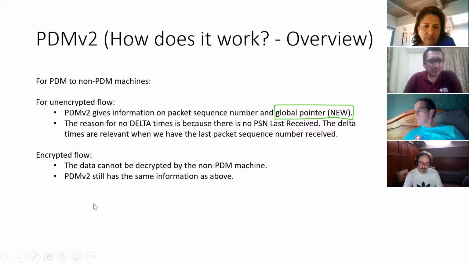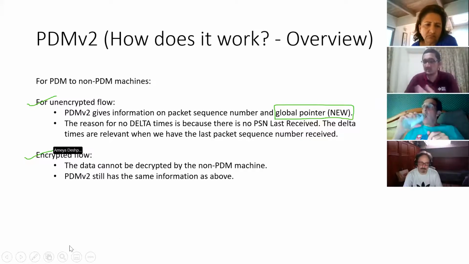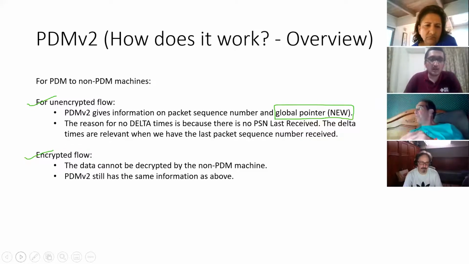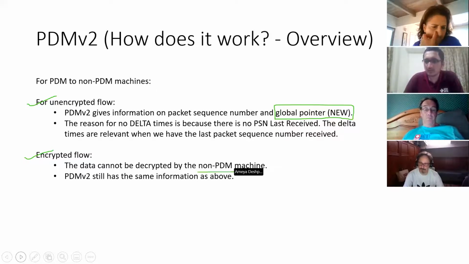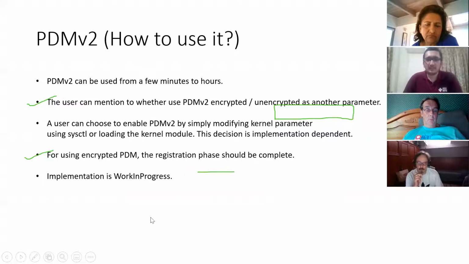This is the case for unencrypted flow. Even for encrypted flows, when we are using encryption and sending to non-PDM machines, the data is the same in encrypted form. They won't be able to decrypt it in the non-PDM machine, but it's possible to decrypt it later if they create capture files and do it later. Okay, next slide, please.